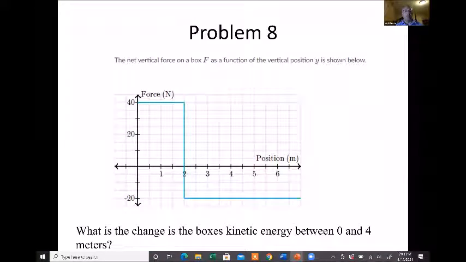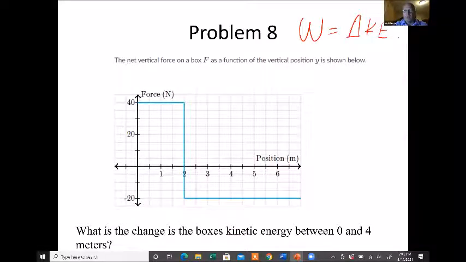This one is asking for the change, my grammar is all bad there, that should be box apostrophe s, box's kinetic energy between 0 and 4 meters. Well, we've got to know two things here. First of all, that the area under a force versus position curve is work. We also have to remember that work equals change in kinetic energy. So if we find the work, we've got the change in kinetic energy. You had to know this to be able to work this problem.